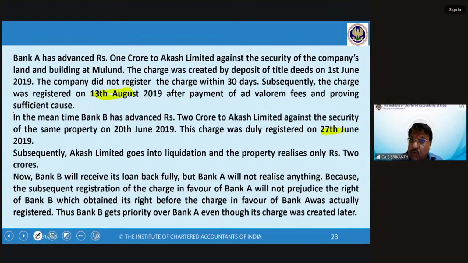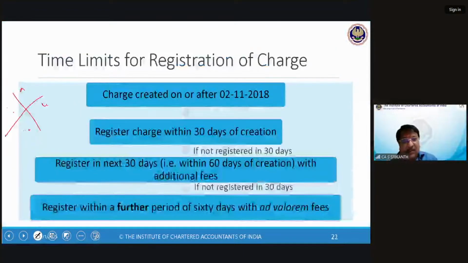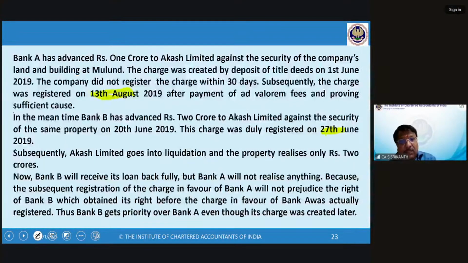So 30th June, no. 31st July, be no. That means what? 60 days over. Now on 13th August, they are filing. That is within the next 60 days. So the first 30 over, next 30 over. Now we are into the final 60 days at that time.